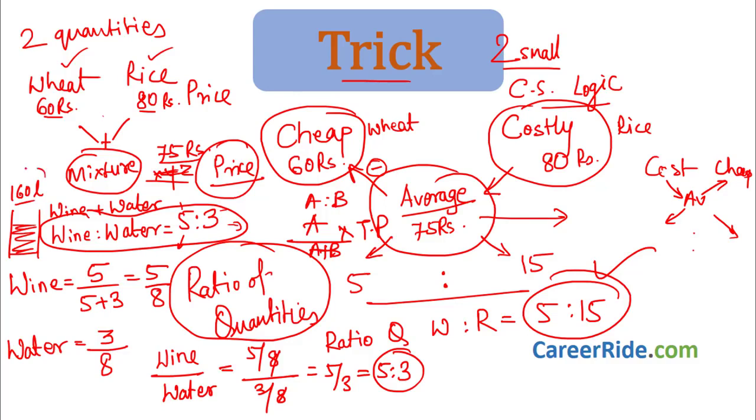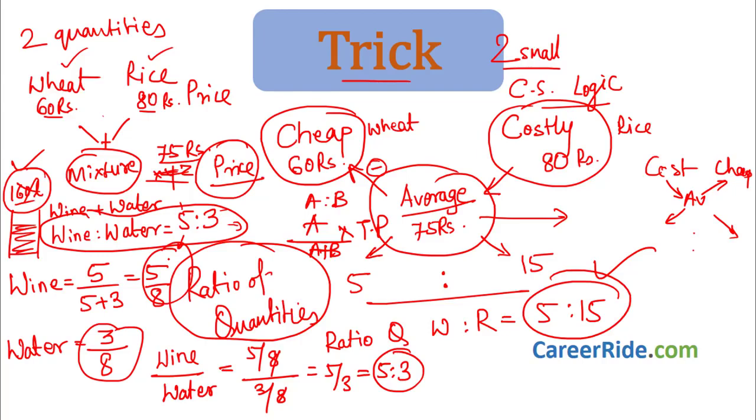Now if they have given that the total mixture is 160 liters, then we can find the amount of wine by 5 upon 5 plus 3 multiplied by 160, right? 160 is the total mixture. If they have not given the total mixture, then also it is fine. We can simply say that amount of wine is 5 by 8, amount of water is 3 by 8, and when we mix both of these, we get the entire mixture. Just remember these two concepts and this would help you to solve all sums related to mixture and alligation.